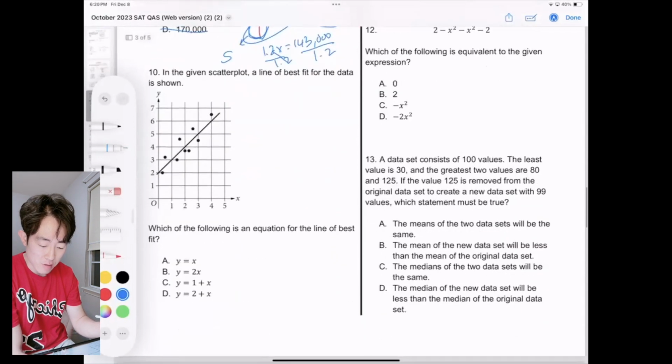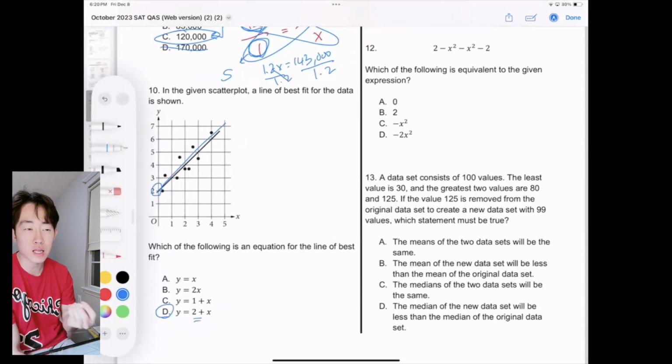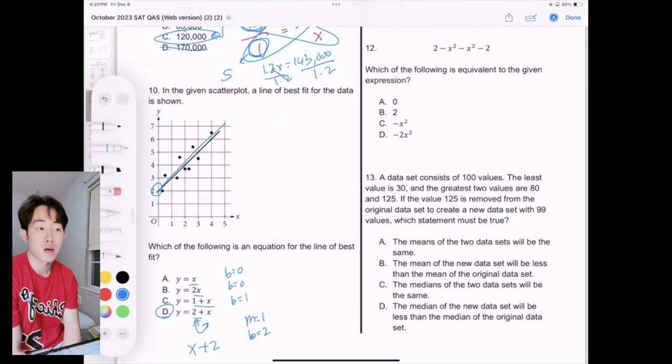Number 10, scatter plot again. All right, positive slope with the y-intercept of 2. Come on now, that's D, right? That's the only one with the y-intercept of 2. And how do I know that that's a y-intercept? They kind of swapped up the order, but if you write it as x plus 2, that's a slope of 1 and y-intercept of 2. All these other ones, y-intercept of 0, y-intercept of 0, y-intercept of 1, yep, they don't work. So it's going to be D.